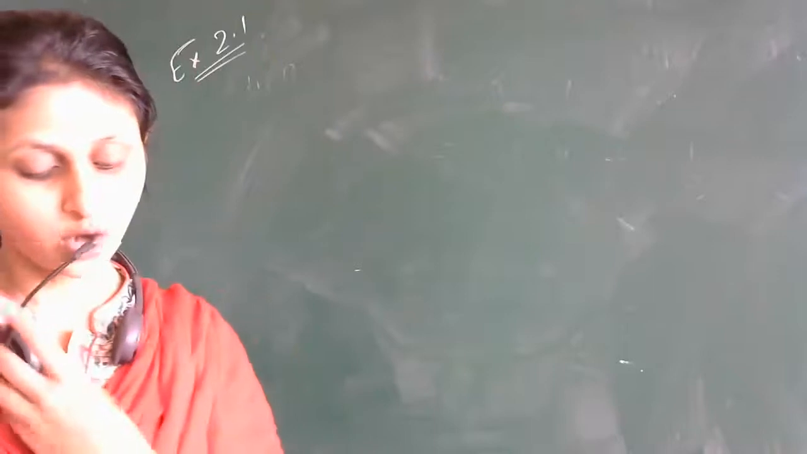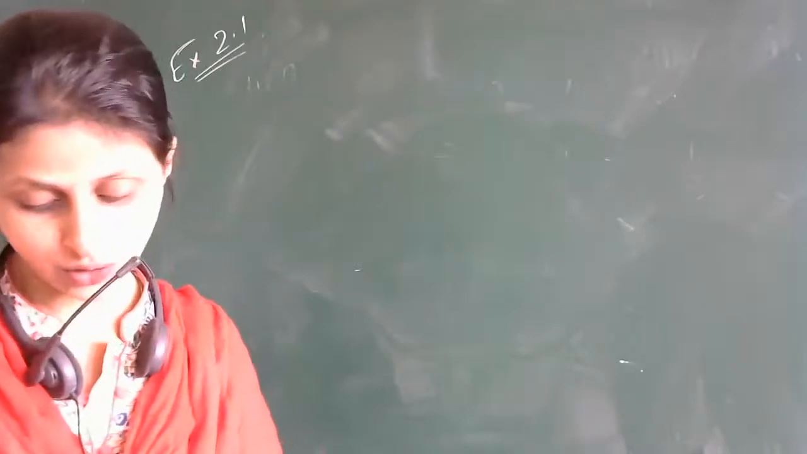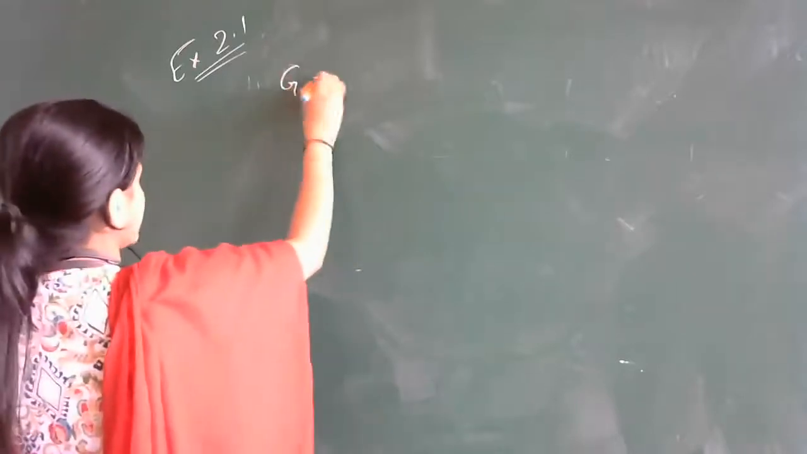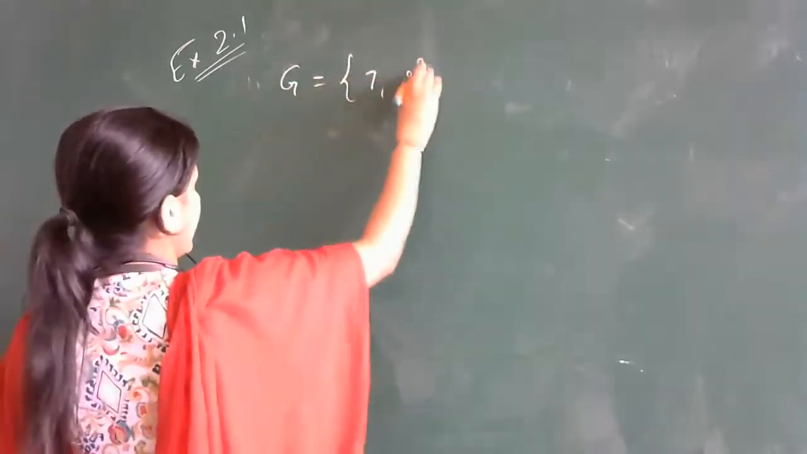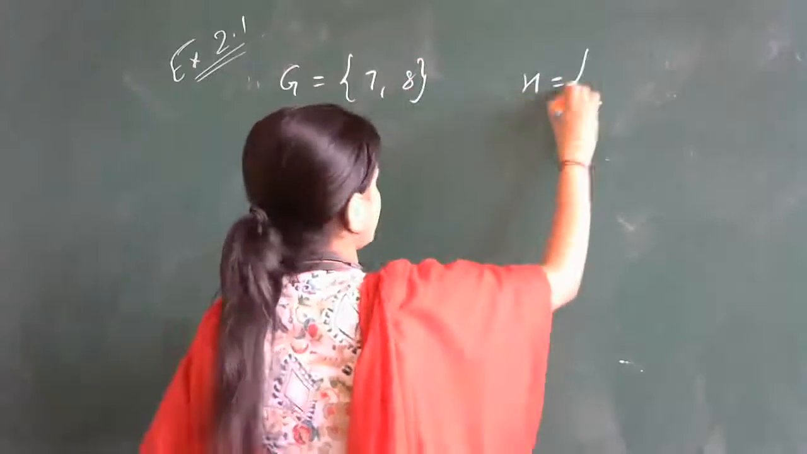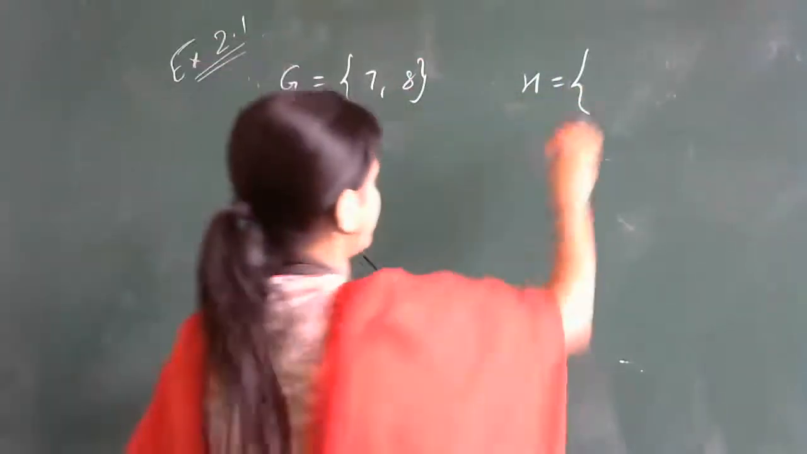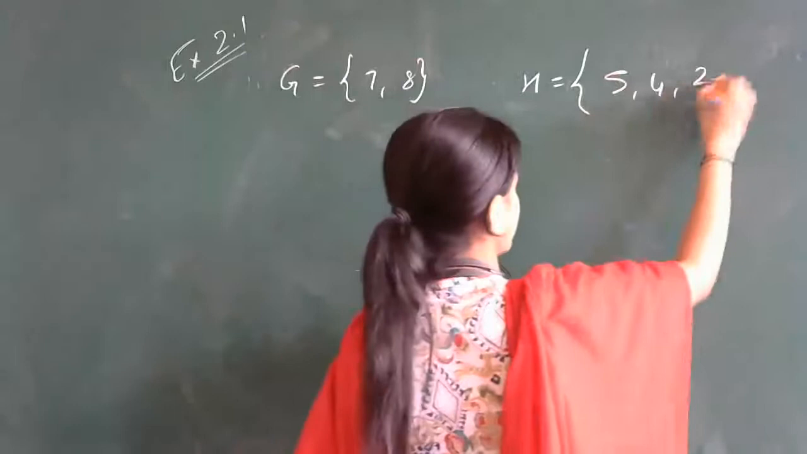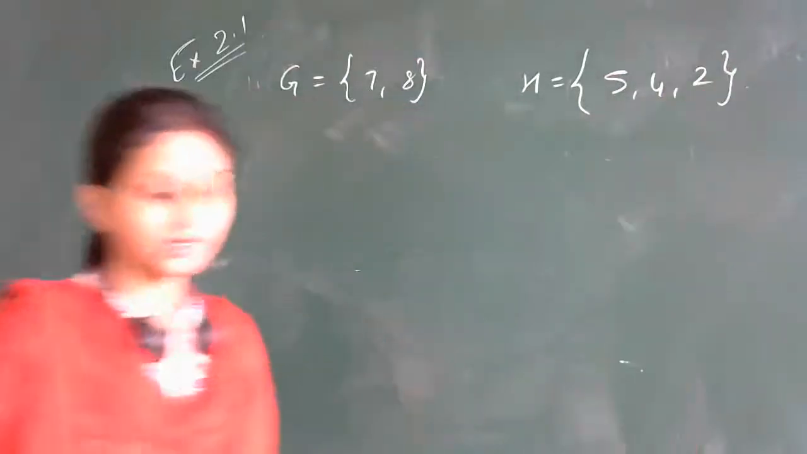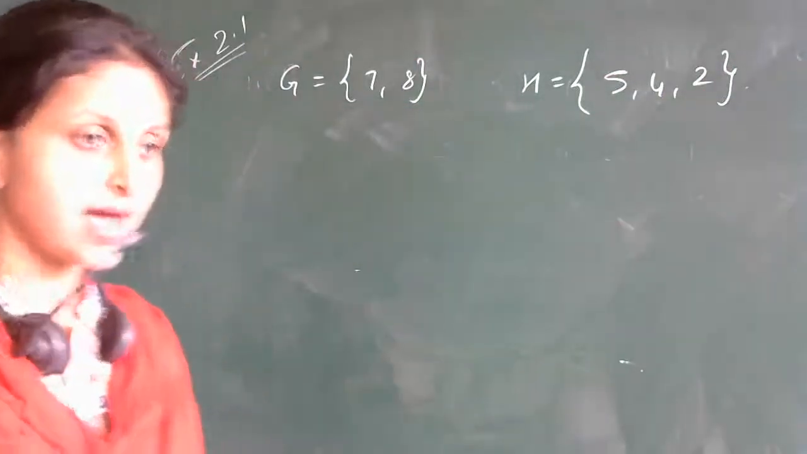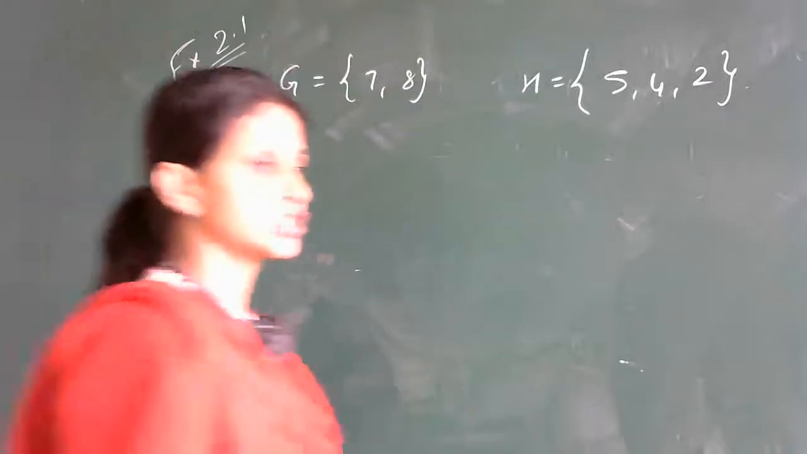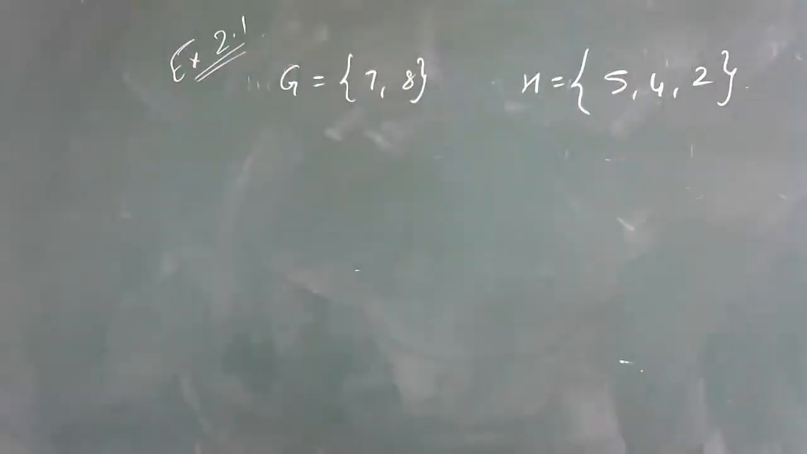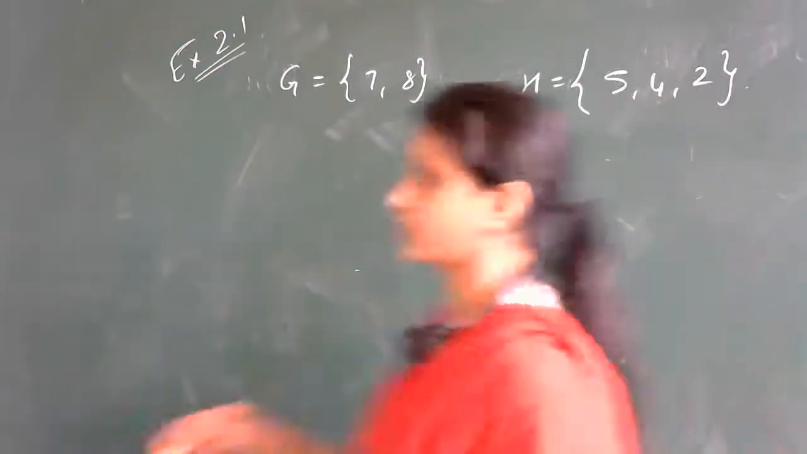Third question. If G is equal to {7, 8} and H is equal to {5, 4, 2}. So we have given G is equal to {7, 8} and H is equal to {5, 4, 2}. We have to find Cartesian product G cross H as well as Cartesian product H cross G. Okay, Mohammed has given the answer. Let us check whether it is correct or not, Mohammed.